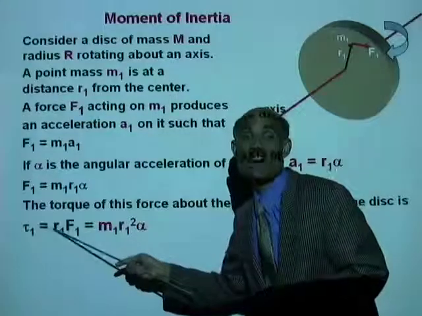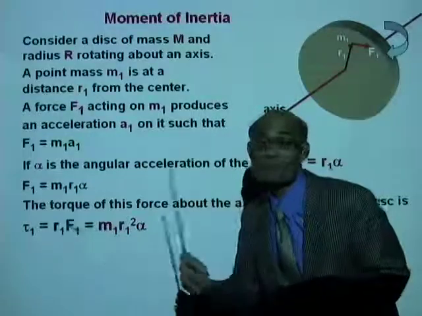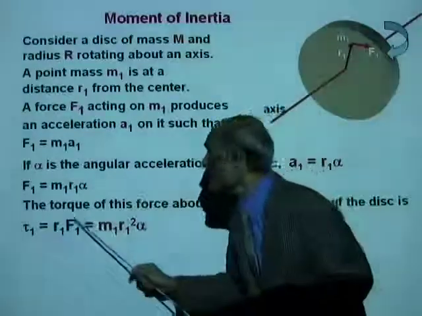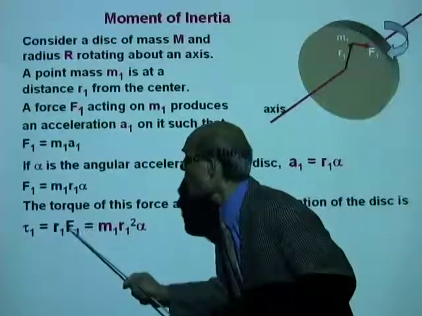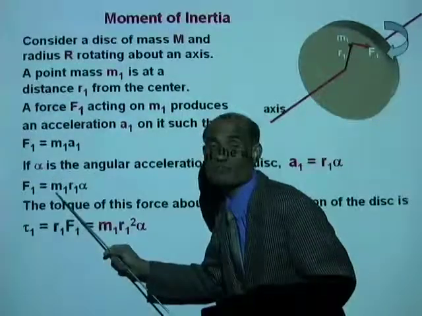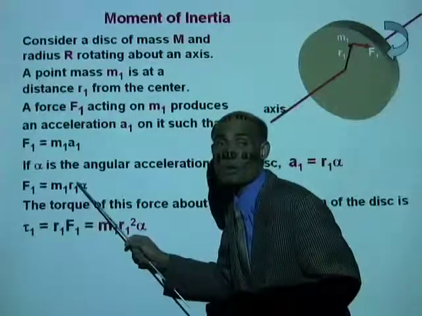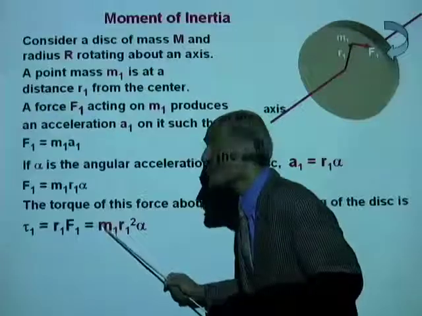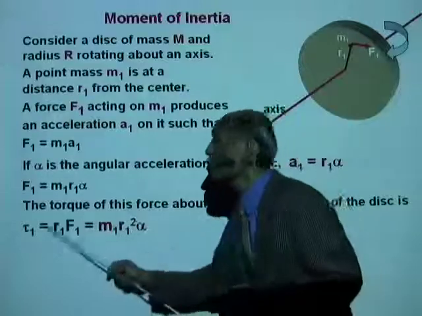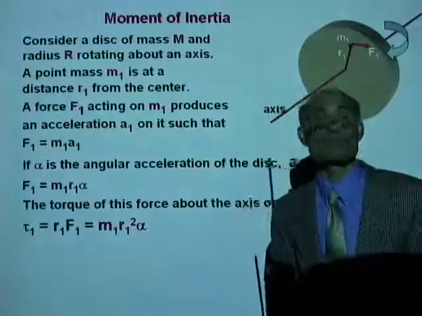So tau 1 is R1 times F1. Now remember, the sine theta becomes 1 because angle theta is 90 degrees. And replace this F1 by this quantity. F1 is m1 R1 alpha. So that will be R1 times m1 R1 alpha, and that will be m1 r1 squared alpha. This is the torque on this minute particle of mass m1.